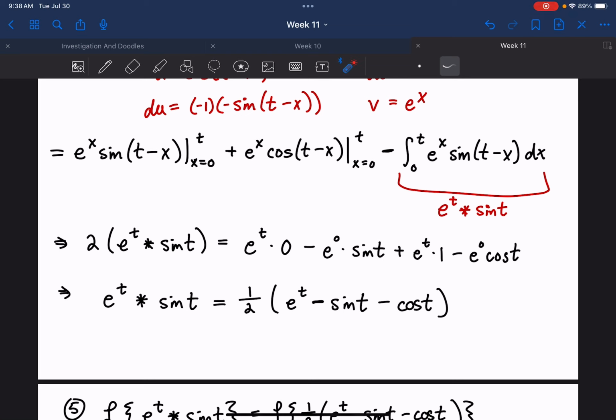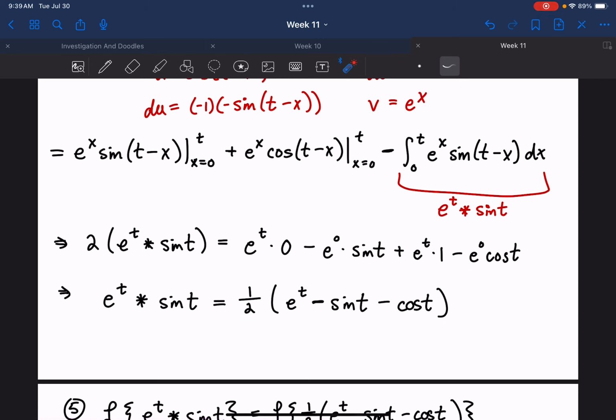Which means, excuse me, we get 2 of these equals minus sine t plus e to the t minus cosine t, right? So dividing by 2 on both sides, we get the convolution is equal to 1/2 (e to the t minus sine t minus cosine t). So this is how you calculate a convolution of e and sine.